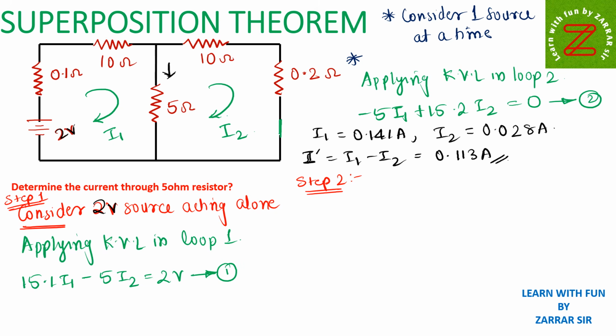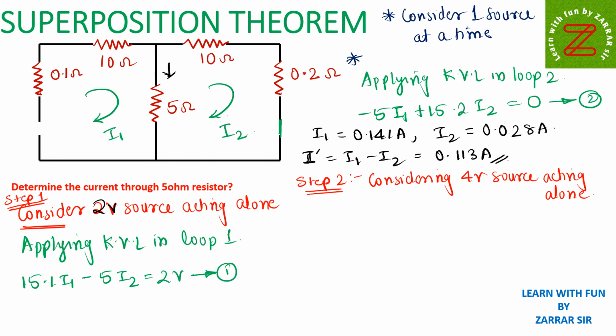So step 2 is considering 4 volt source acting alone. Okay, now consider 4 volt source acting alone. Now I'll erase this 2 volt.